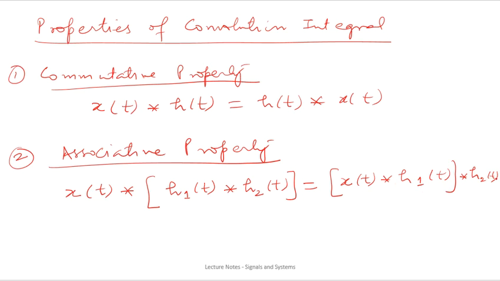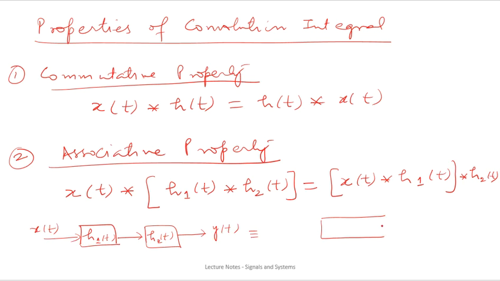This implies that a cascade combination of LTI systems can be replaced by a single system whose impulse response is the convolution of the individual impulse responses. Let's suppose that there are two different systems, h1(t) and h2(t). If this is the input signal x(t), then the cascade is the same as a single system h1 convolution h2. This is the meaning of the associative property.